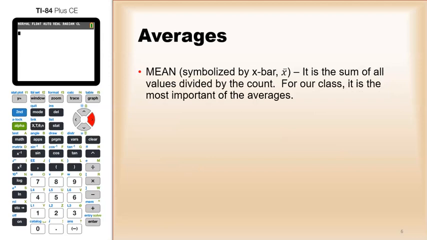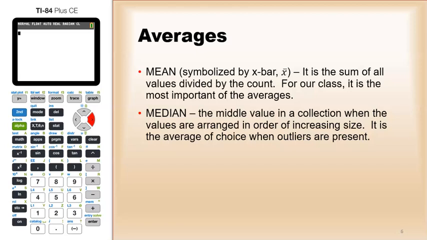To review briefly, when it comes to averages, an average is basically you take your data set and try to reduce it to a single number, some typical value. One of the averages we looked at was the mean, which was symbolized by x bar. It's the sum of all the values divided by the count. And for our class, this is going to be the most important of the averages.